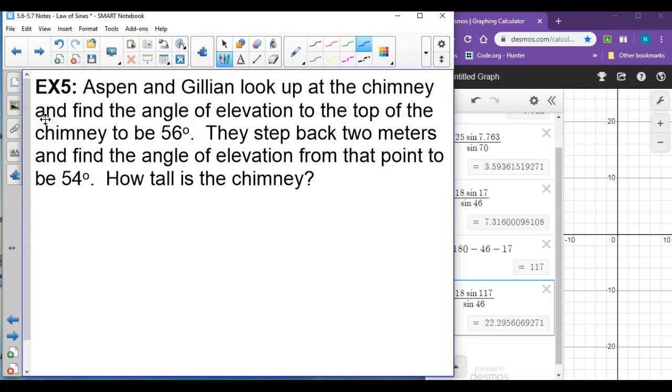So Aspen and Gillian look up at the chimney and find the angle of elevation to the top of the chimney to be 56 degrees.